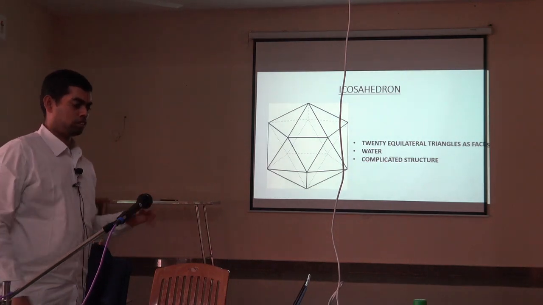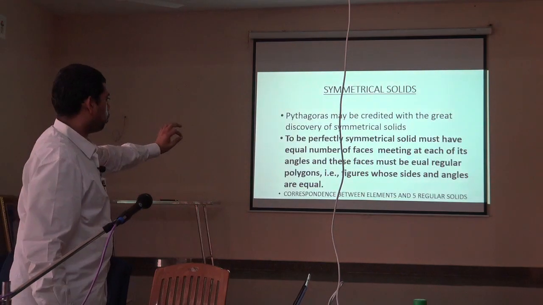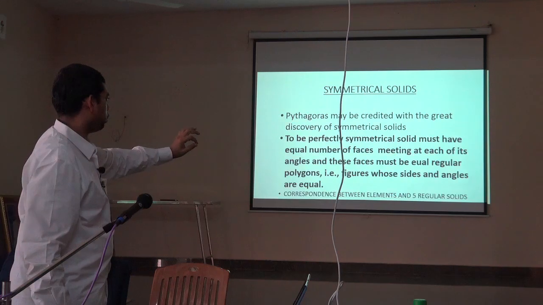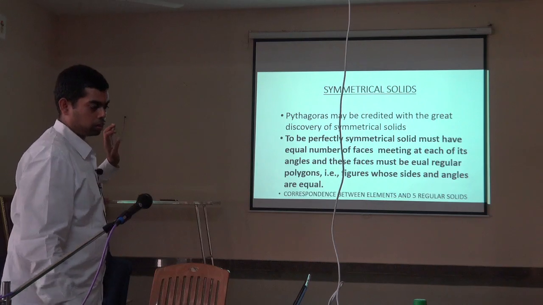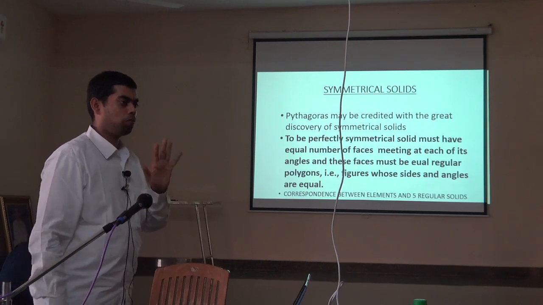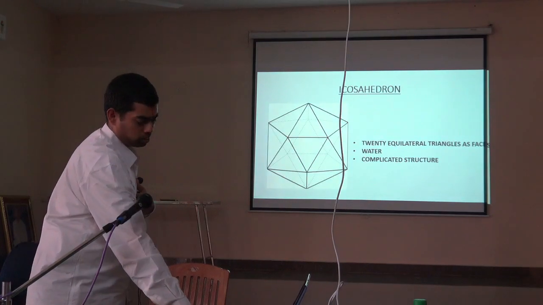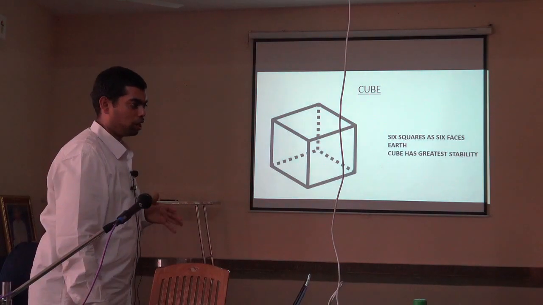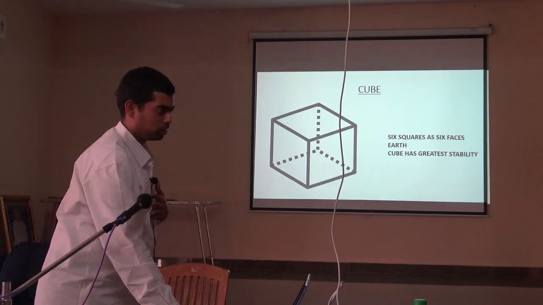See, the thing is this condition: an equal number of faces meeting at each of its angles, and these faces must be equal regular polygons. This condition is met only by 5 solids, and he discovered them. It is a little bit technical. It is okay, people who can understand it, they can.